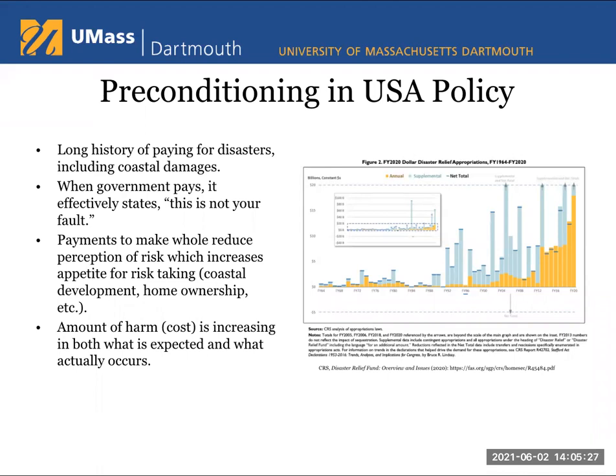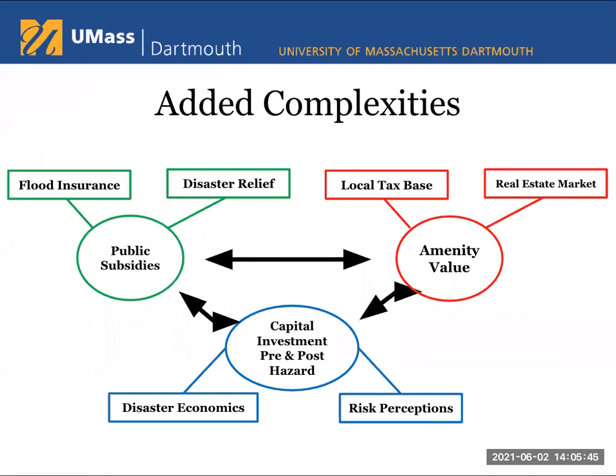Point being, the risk is obviously increasing. The federal government is paying way more than it intends to pay or hopes it has to pay. And that is reinforcing this cycle of, well, you know what, this is outside of human control, so it's okay, it's not your fault, we're going to take care of it. There's a whole slew of additional complexities in trying to internalize the increasing risks in coastal areas, because there are significant public subsidies, a huge amount of amenity value, and a lot of capital investment, and entire systems and financial networks in the United States that are entirely dependent on what we call disaster economics. And all of these meld together.